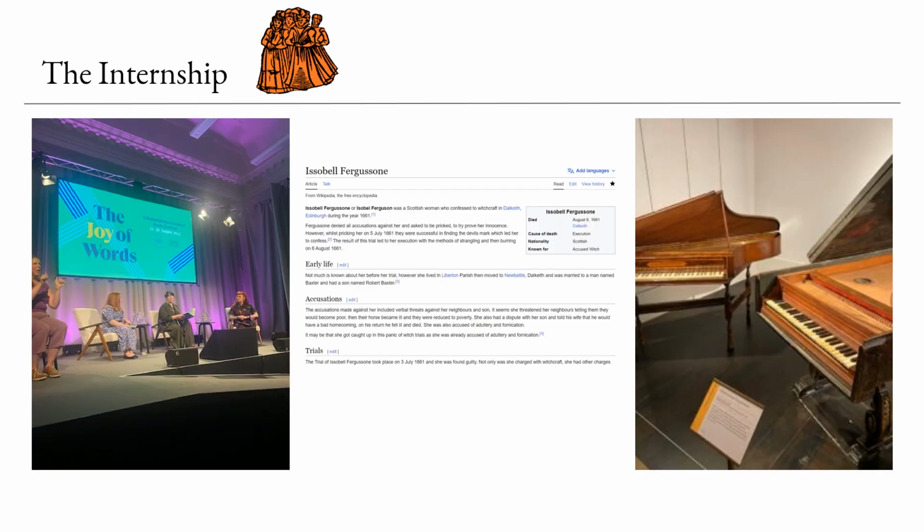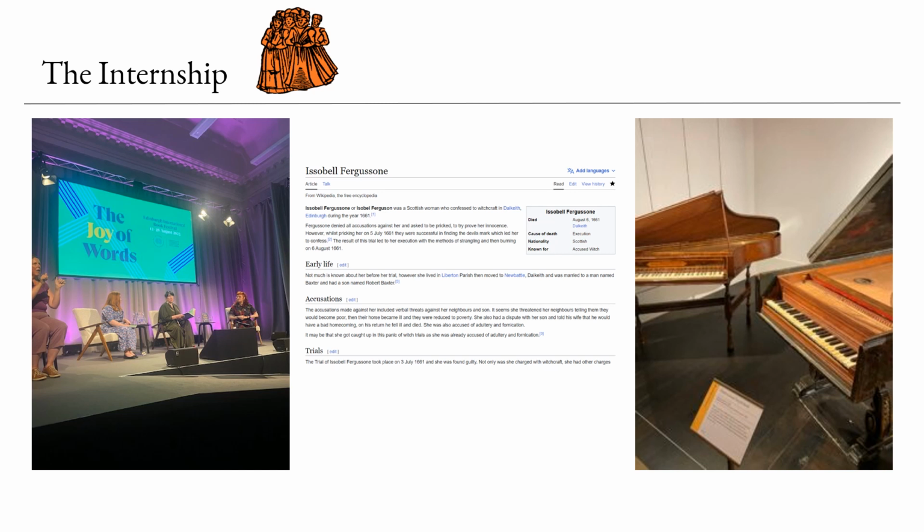I really enjoyed this internship because not only have I learned loads of new technical skills and professional skills, I've also gained lots of historical knowledge about the Scottish witch trials and learned about what these women were accused of, what they went through, how they were tortured and executed because of what other people believed they had done.